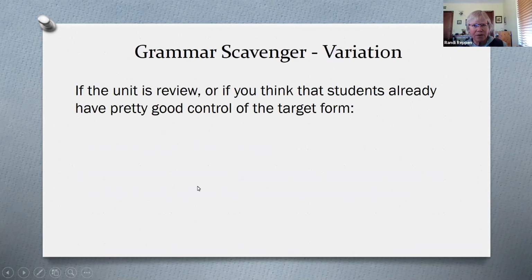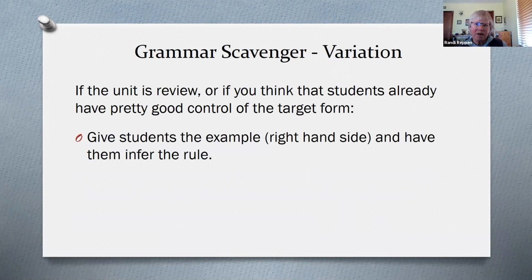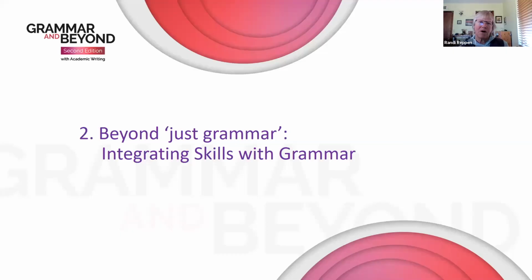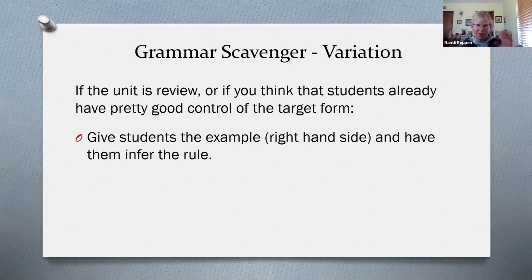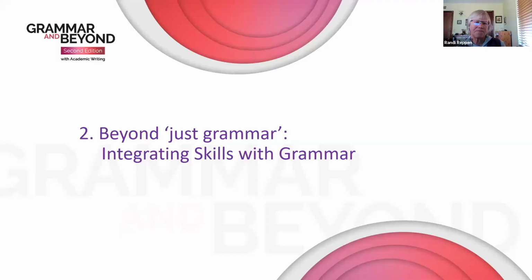And then you can also have a variation. Perhaps you're doing a review and you think the students already have pretty good control of the target form. Give them the example and have them infer the rule. So I hope that from those brief little examples of activities, you can see how you can take something like charts, and rather than just marching through it or saying, yeah, take a look at the chart, you can actually have students engaged in this.